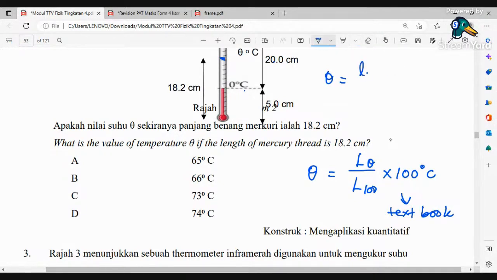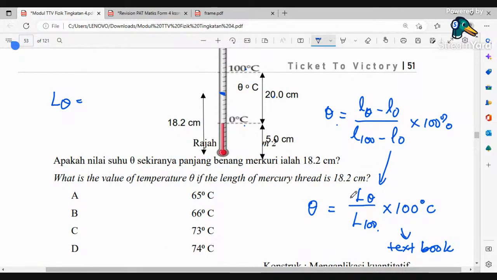Okay, L theta minus L0, divided by L100 minus L0, times 100 degrees Celsius. Actually, the same formula. If you are familiar with the first one, you can use this one, or you can just use this one. Actually, for L theta, I calculate that one first, because sometimes the question already gives the L theta and L100, so just calculate right away.